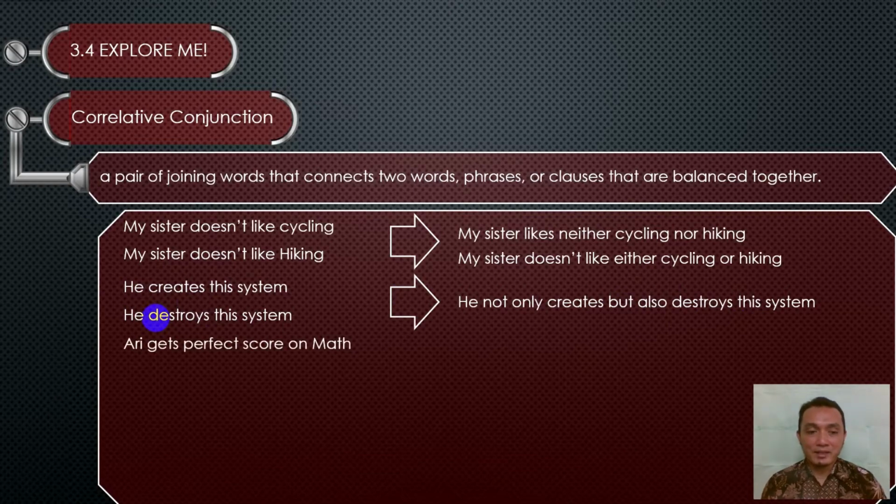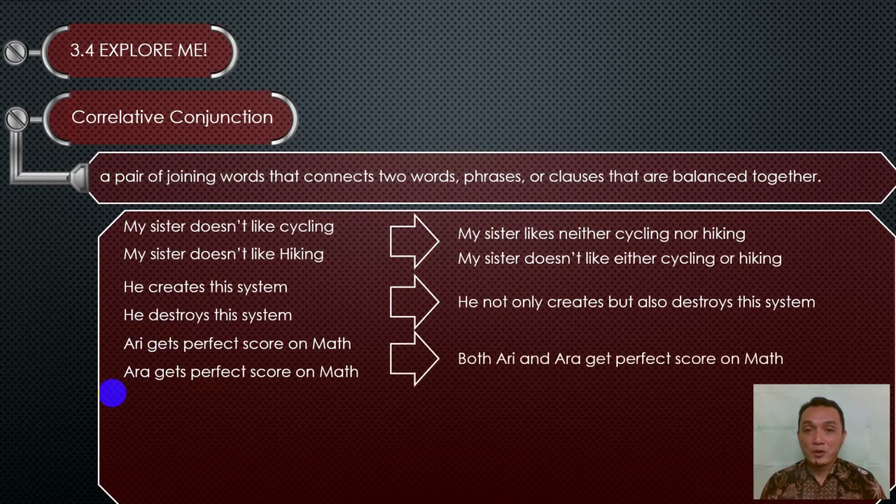And the third example I give you: Ari gets perfect score on math. Ara gets perfect score on math. In the third example, I give you a difference in subject. How to combine them? It becomes both and. Both Ari and Ara get. You can pay attention to the verb here.